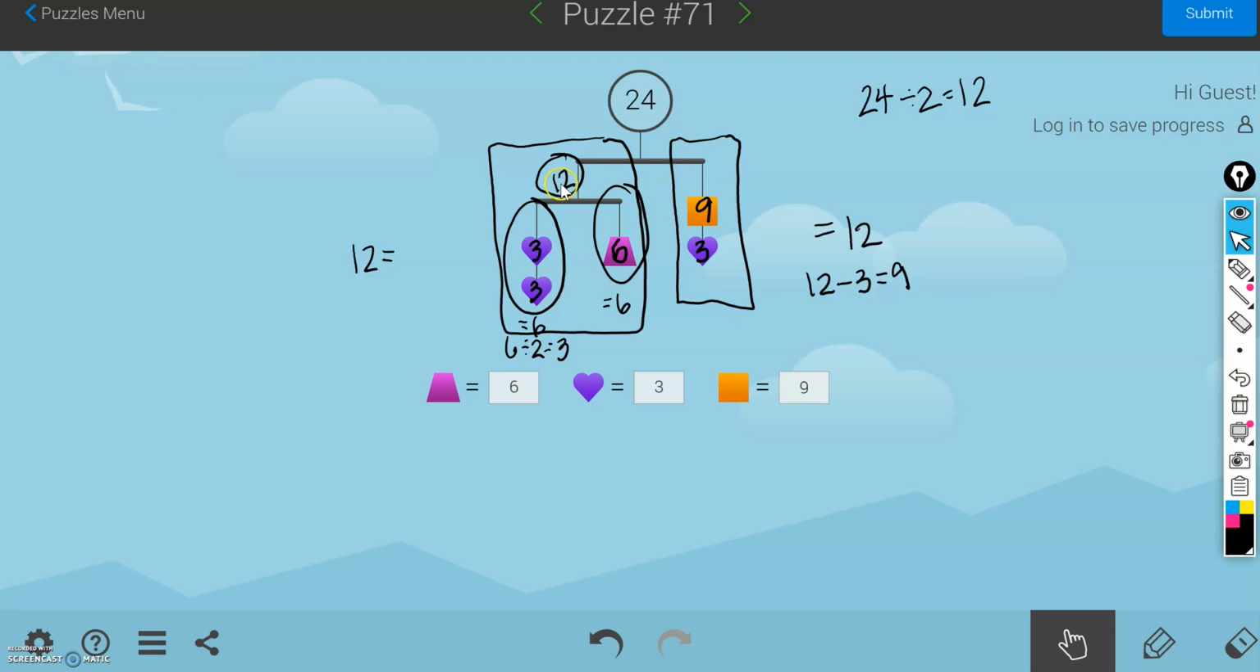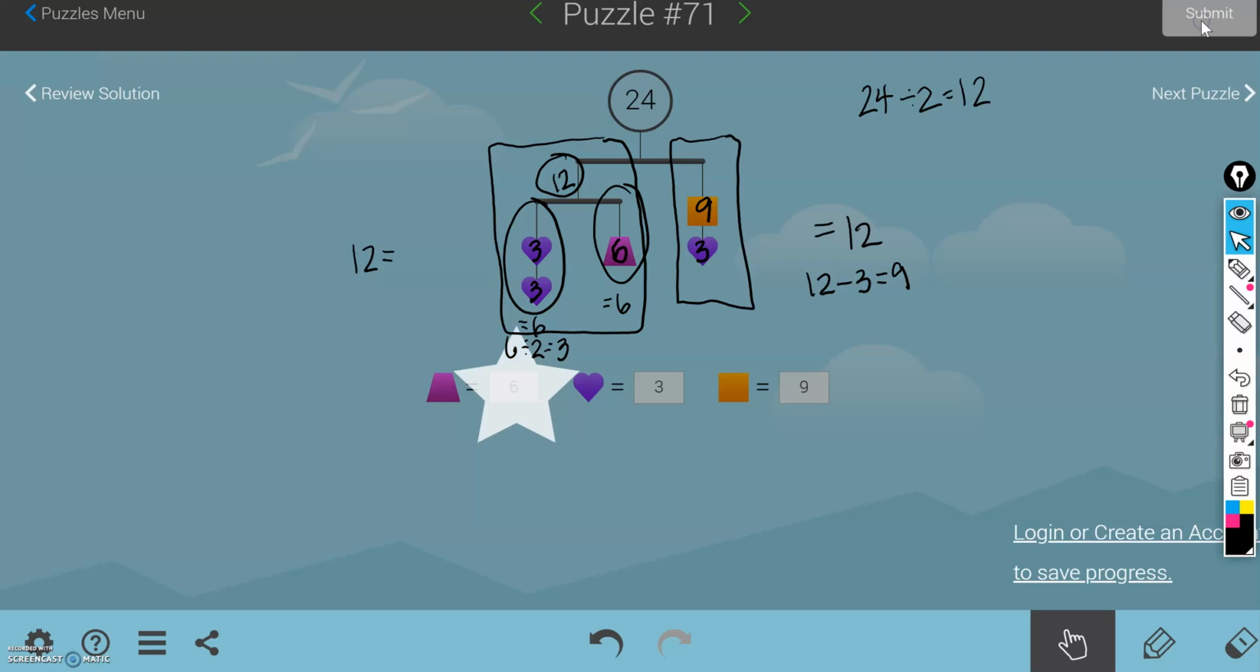This half is 12. 3 plus 3 is 6, and 6 is equal to 6, but 6 plus 6 also adds to 12. On the right side, 9 plus 3 does equal 12, so I think my answer choices are correct. And we submit, and it's right.